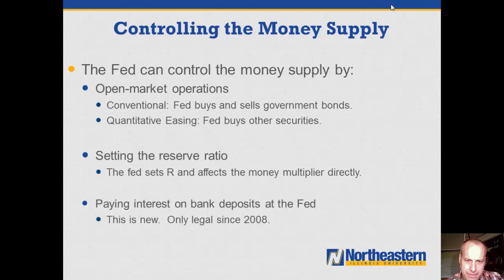And then recently, the Fed has been able to have some control over the money supply by paying interest on bank deposits at the Fed. Banks keep some of their reserves at the Federal Reserve Bank, and now the Fed pays interest on those bank deposits. This is a new phenomenon. It's only been legal since 2008, since the onset of the financial crisis. And this is an interesting development that will have some influence on macroeconomic policy moving forward. It will be interesting to see how this affects the economy.